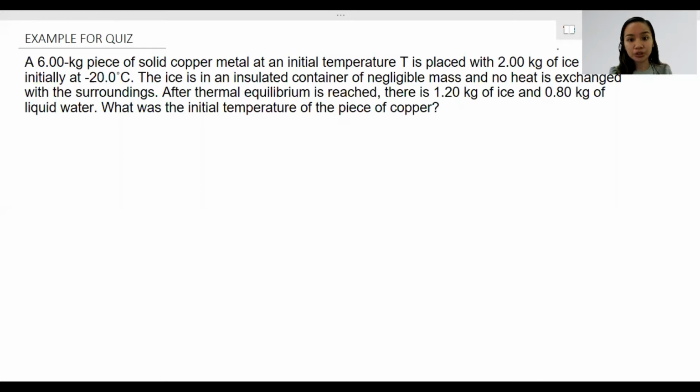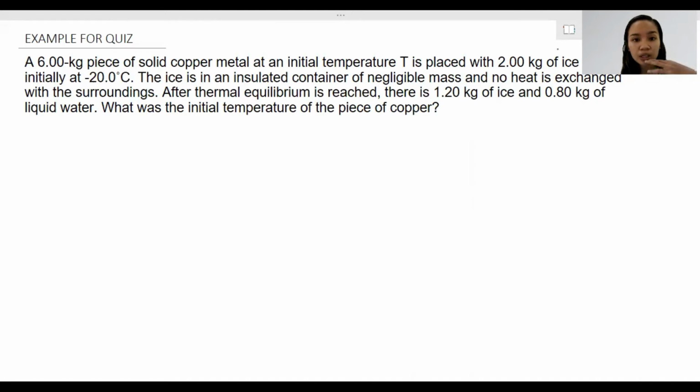Okay, so first we have to understand the problem. In our problem, we have here a 6 kilogram piece of solid copper metal and a 2 kilogram ice. The ice is initially at negative 20 degrees Celsius, and there is no heat exchange with the surroundings. We are assuming that the container is insulated and with a negligible mass. So we have the copper metal and the ice together. The only given is the initial temperature of the ice, and we are out to look for the initial temperature of the copper.